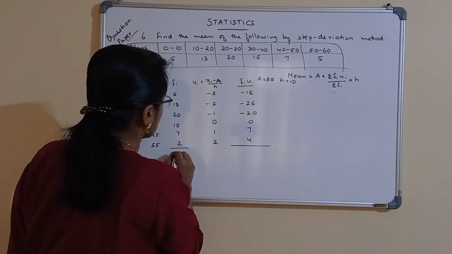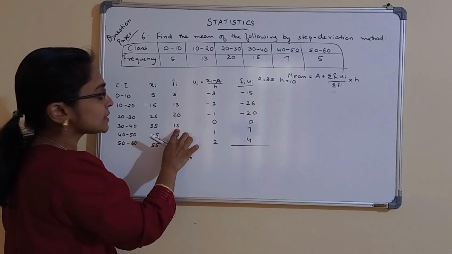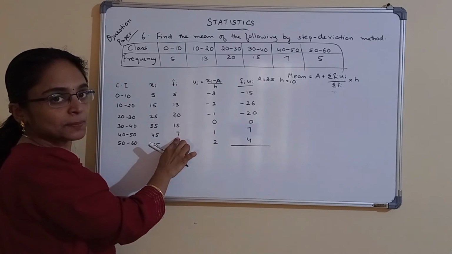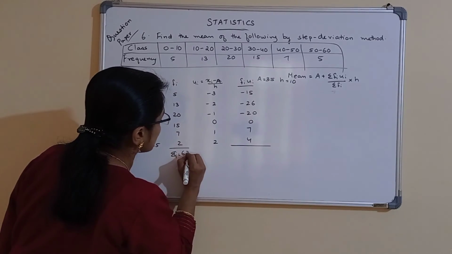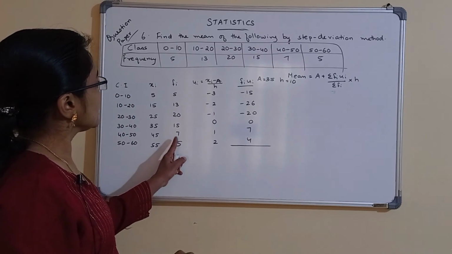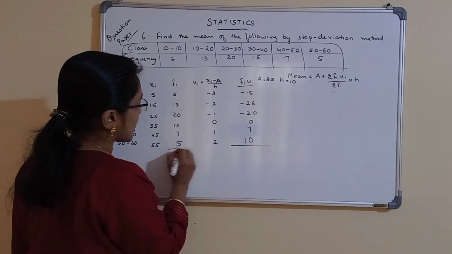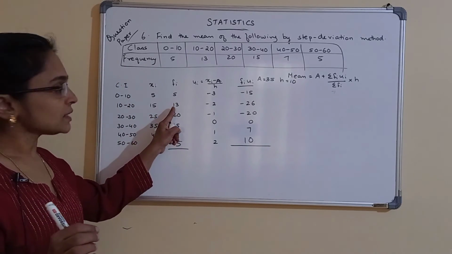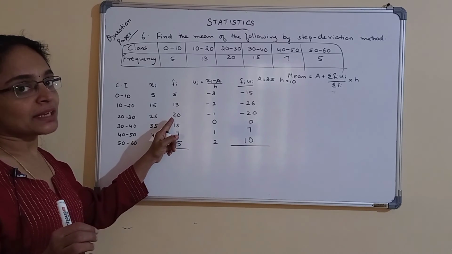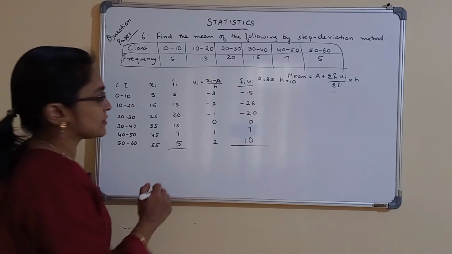So sigma fi is equal to 5 plus 13 is 18, 18 plus 20, 38, 38 plus 15 is 53. Sorry, the last value is 5, so sigma fiui there is 10. So sigma fi is 5 plus 13 is 18, 18 plus 20 is 38, 38 plus 15 is 53, 53 plus 7 is 60, 60 plus 5 is 65.